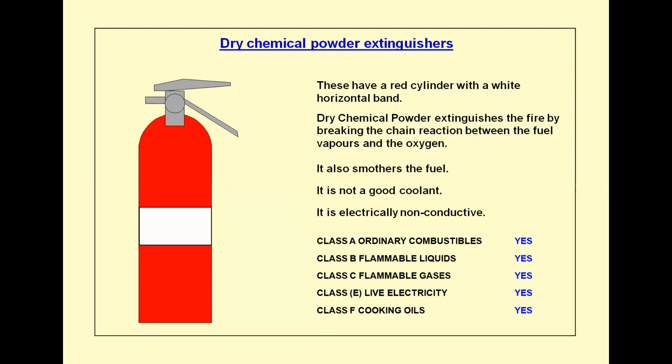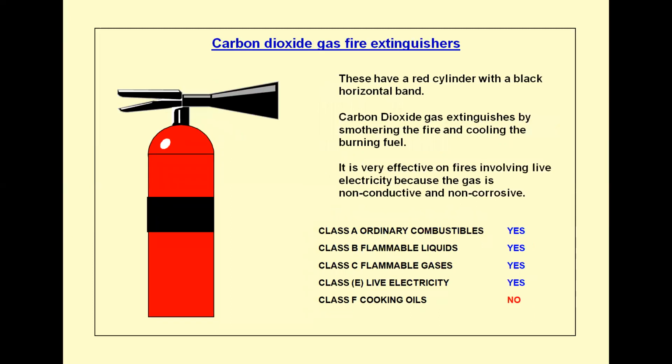We'll now see about the dry chemical powder extinguisher. This extinguisher will have a red color with a white strip. Dry chemical powder works in a way which breaks the chain reaction between the fuel, the vapor and oxygen. It smothers the fuel, and it is not a good coolant, which means it cannot contain the heat. So it is widely used all across the world because it can extinguish all classes of fire, including electrical.